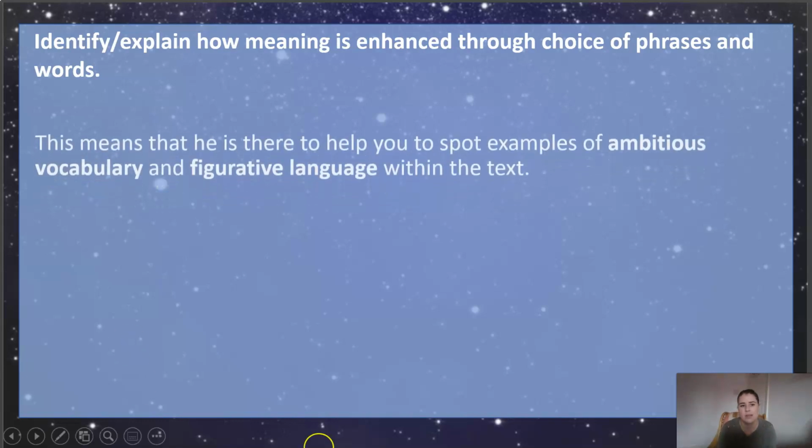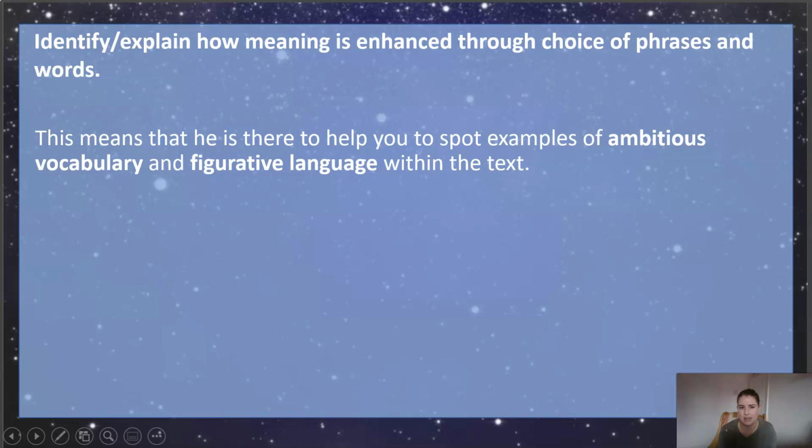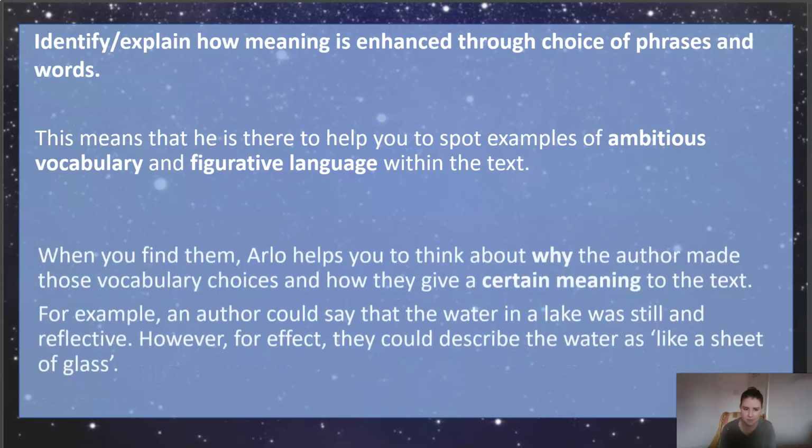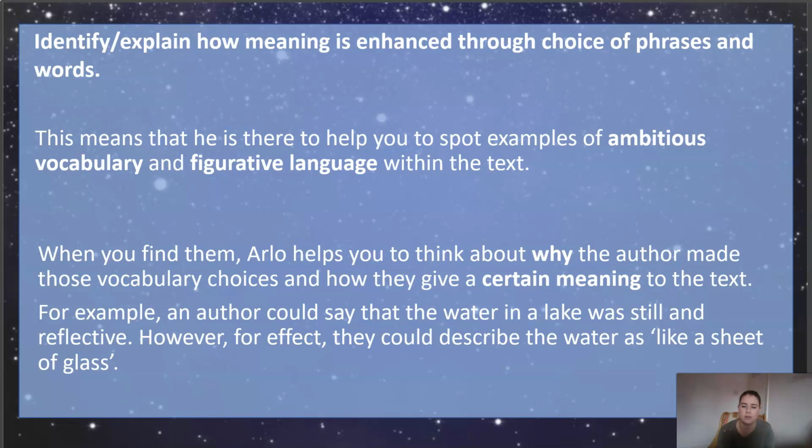So you might be thinking, well, what does that mean? This means that it's here to help you spot the examples of ambitious vocabulary and figurative language within the text. This is talking about Arlo, the author. So he's going to help us to look and spot these different examples in the text. Now, when you find them, Arlo helps you to think about why the author made these vocabulary choices and how they give a certain meaning to the text.